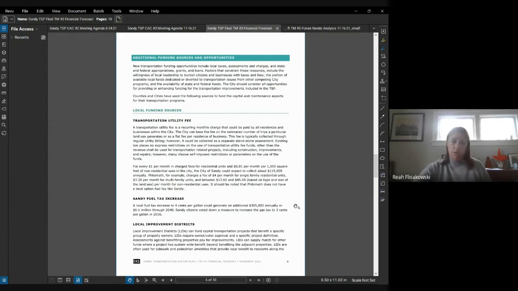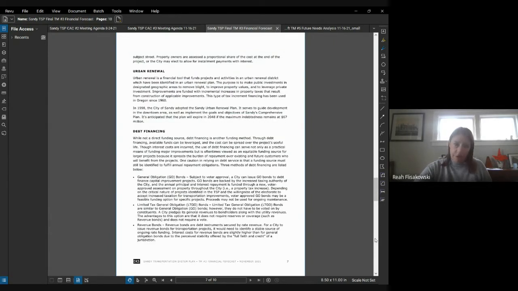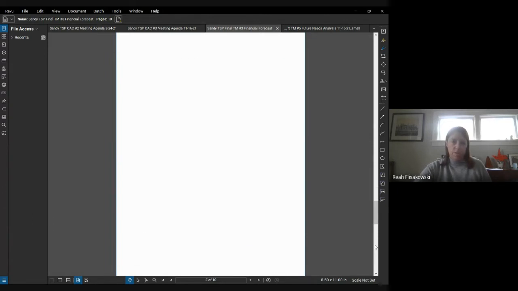And then this also talks a little bit about how you could increase the local fuel tax. I know it hasn't passed the last time at least. Yeah, back in 2016 it didn't pass, but that's always an option too, depending politically on how things are going. And then there's just a couple others, like you guys already have urban renewal in your downtown area. And then there's some debt financing, some other things you can do.